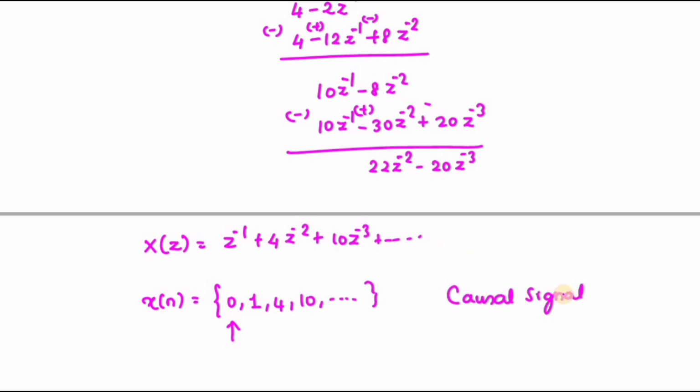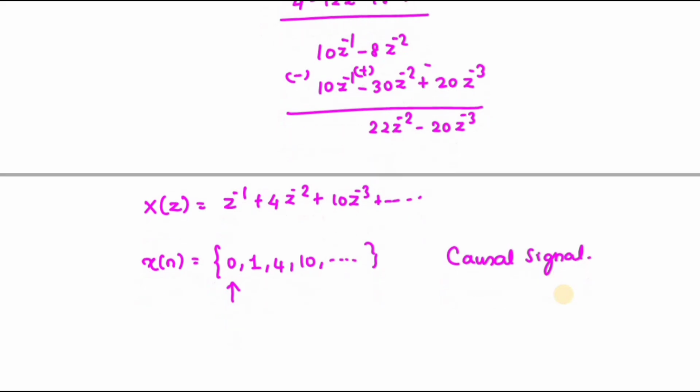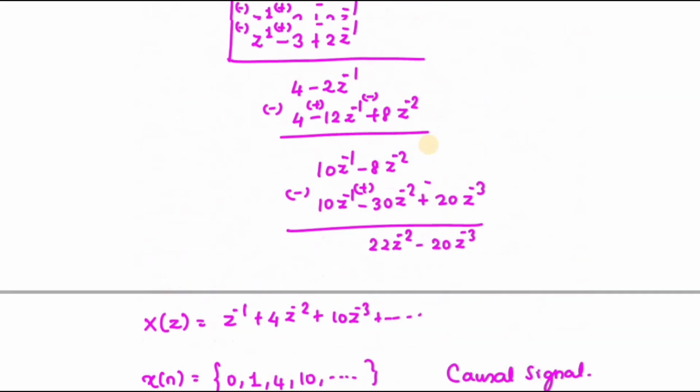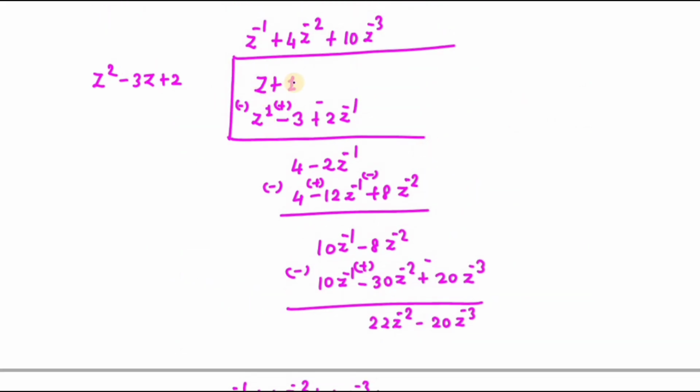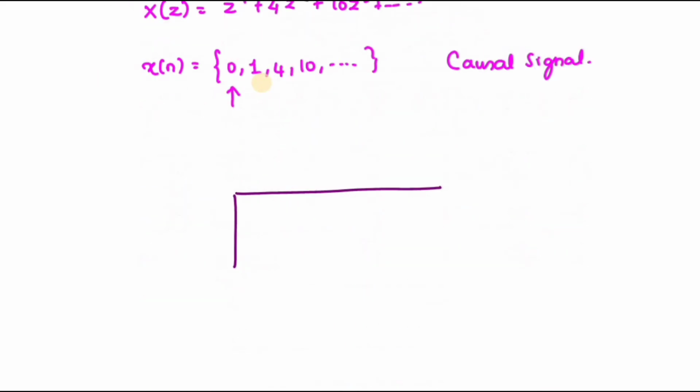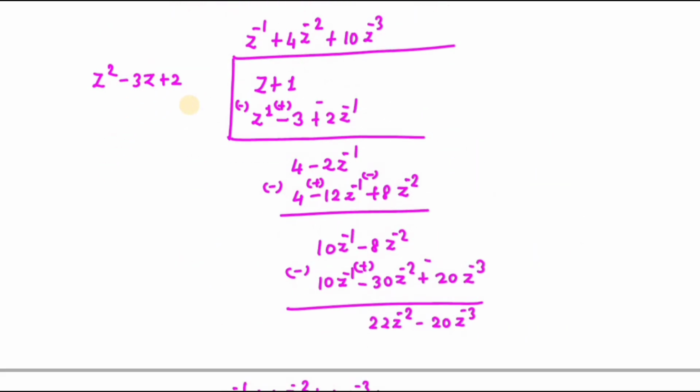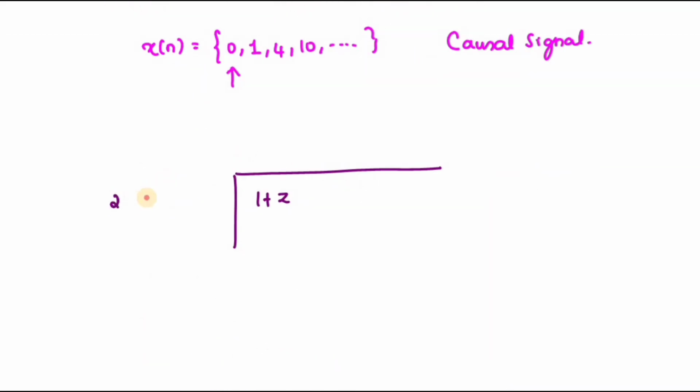Okay. So if I want to obtain the anti-causal signal, what you have to do is change the direction. Instead of writing z plus 1, you have to write it as 1 plus z. Similarly, instead of writing z square minus 3z plus 2, you have to write it as 2 minus 3z plus z square.